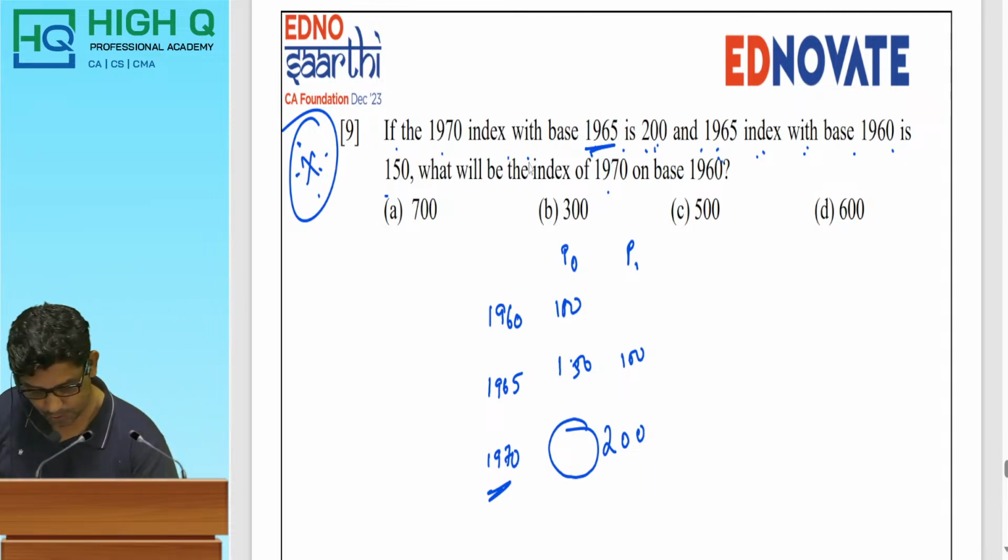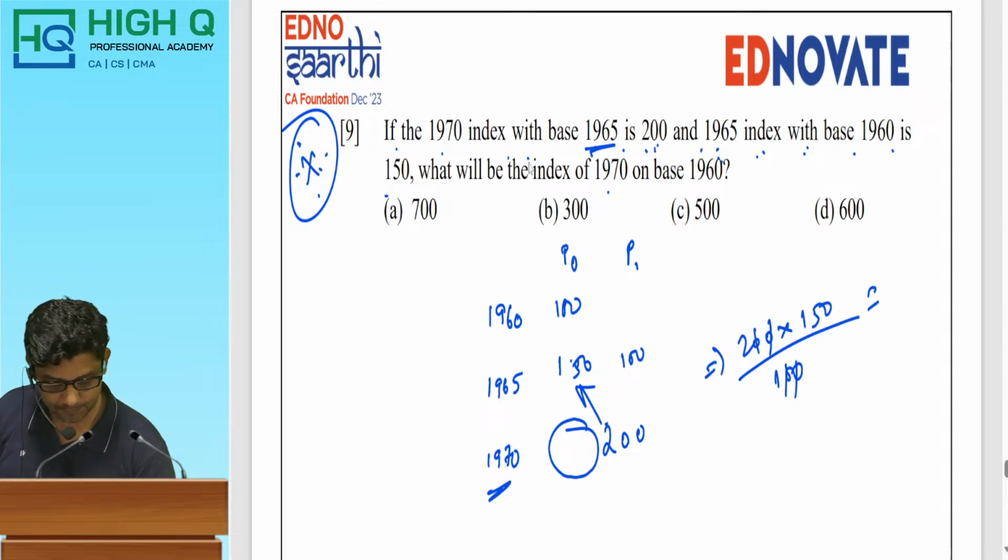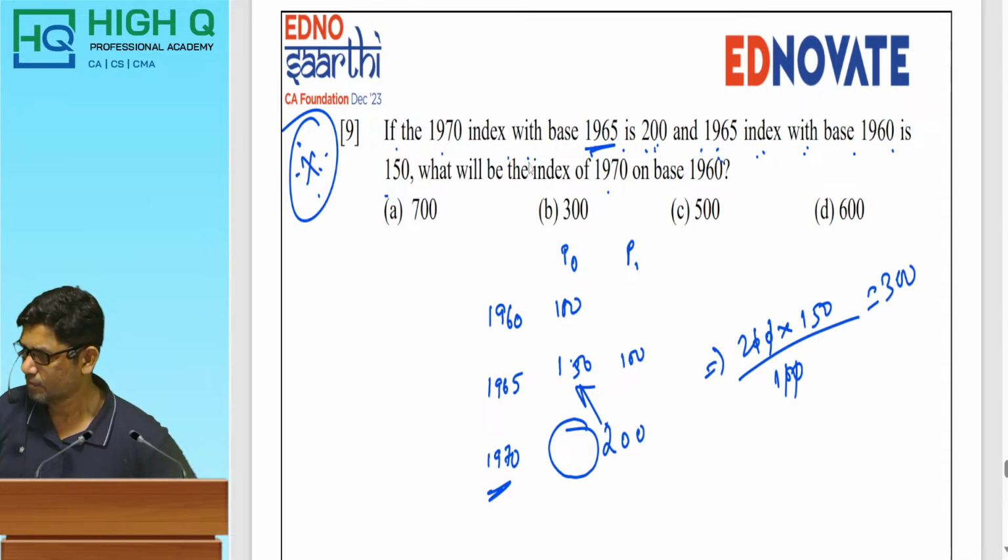See, actually this is nothing but 200 into 150, cross multiplication. 200 into 150 divided by what? 100. 300.